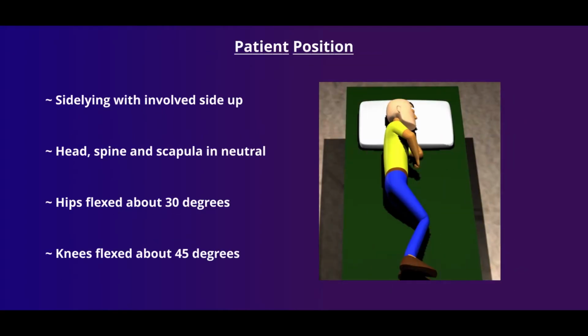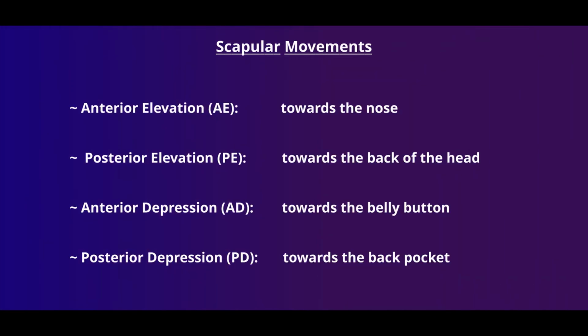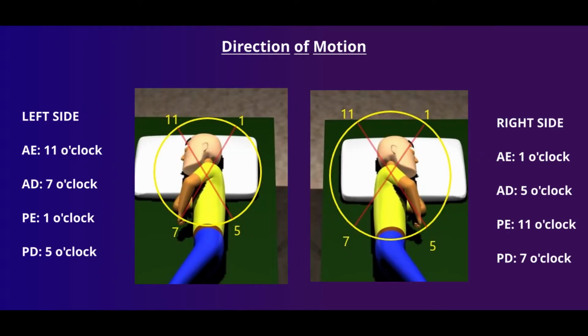For scapular PNF, your patient should be positioned in side lying with the involved side up, the head and spine in neutral, and the hips and knees flexed. There are 4 distinct directions of movement for the scapula: anterior elevation, posterior elevation, anterior depression, and posterior depression. We can use our clock face as a reference.